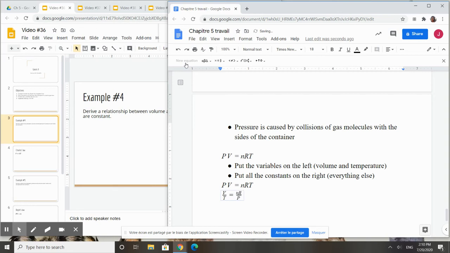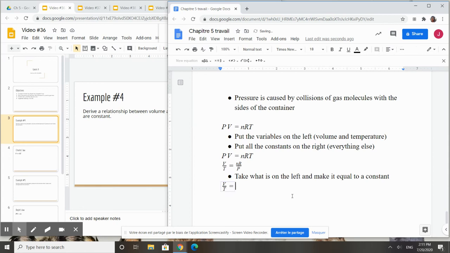I divided both sides by P, and I divided both sides by T as well. Now from there, you can take what is on your left and make it equal to a constant. In this case, V over T is equal to a random constant. I could call it A, I could call it C. It doesn't really matter. It's just a constant.